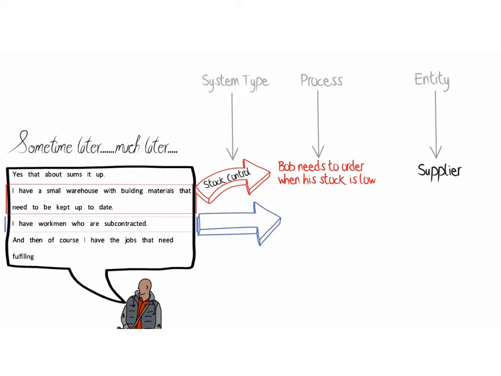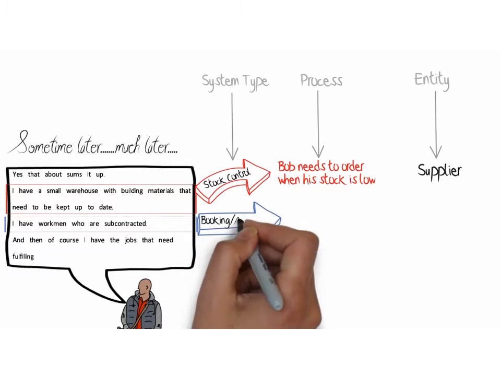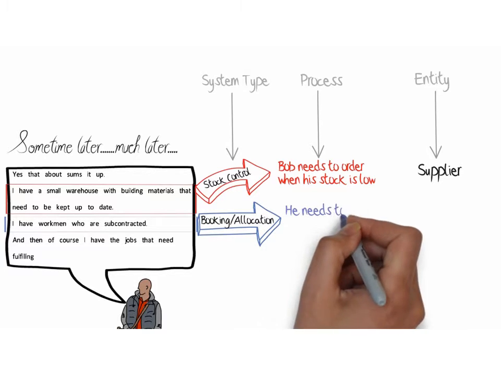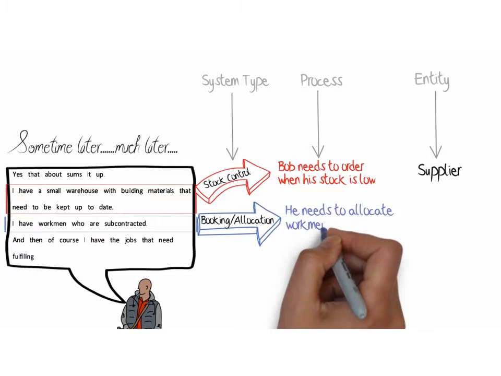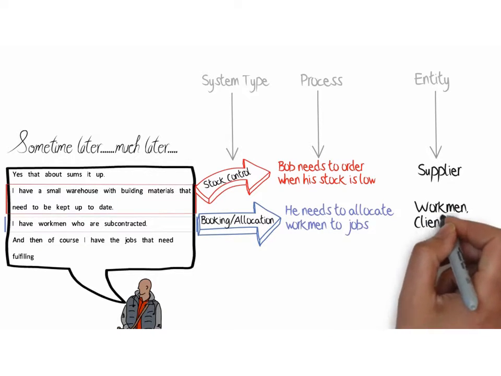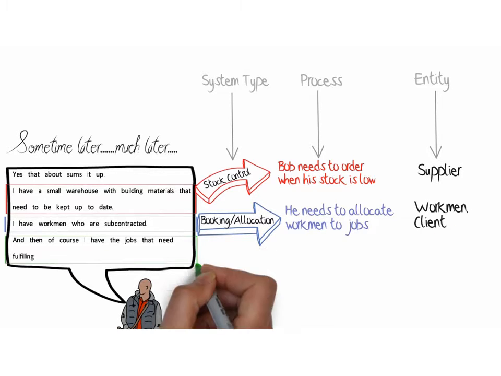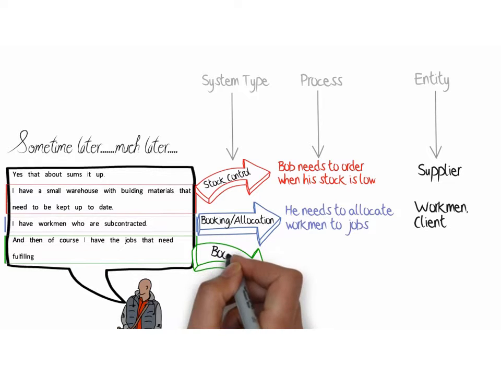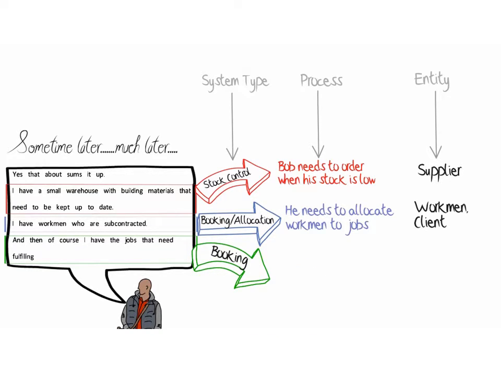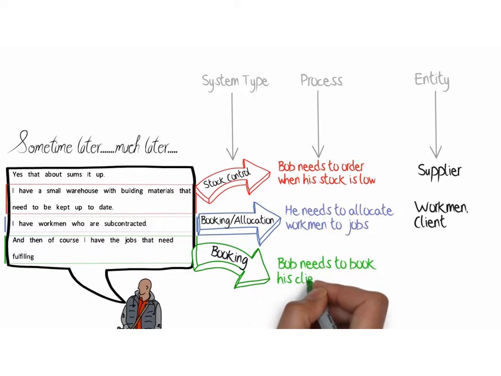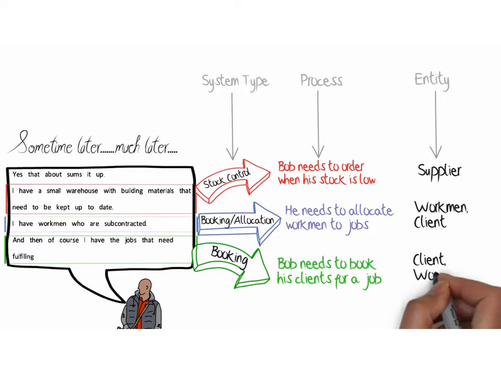Okay, let's look at the next one. I have workmen who are subcontracted. That really is a booking allocation type of system. And for the processes, he needs to actually allocate workmen to the jobs. The entities that he needs to take into account are workmen and the client for the job. And jobs that need fulfilling, that's the actual booking. So he needs to initially book the jobs. So he needs to book his clients for a particular job. And the entities, again, are the client and workmen.